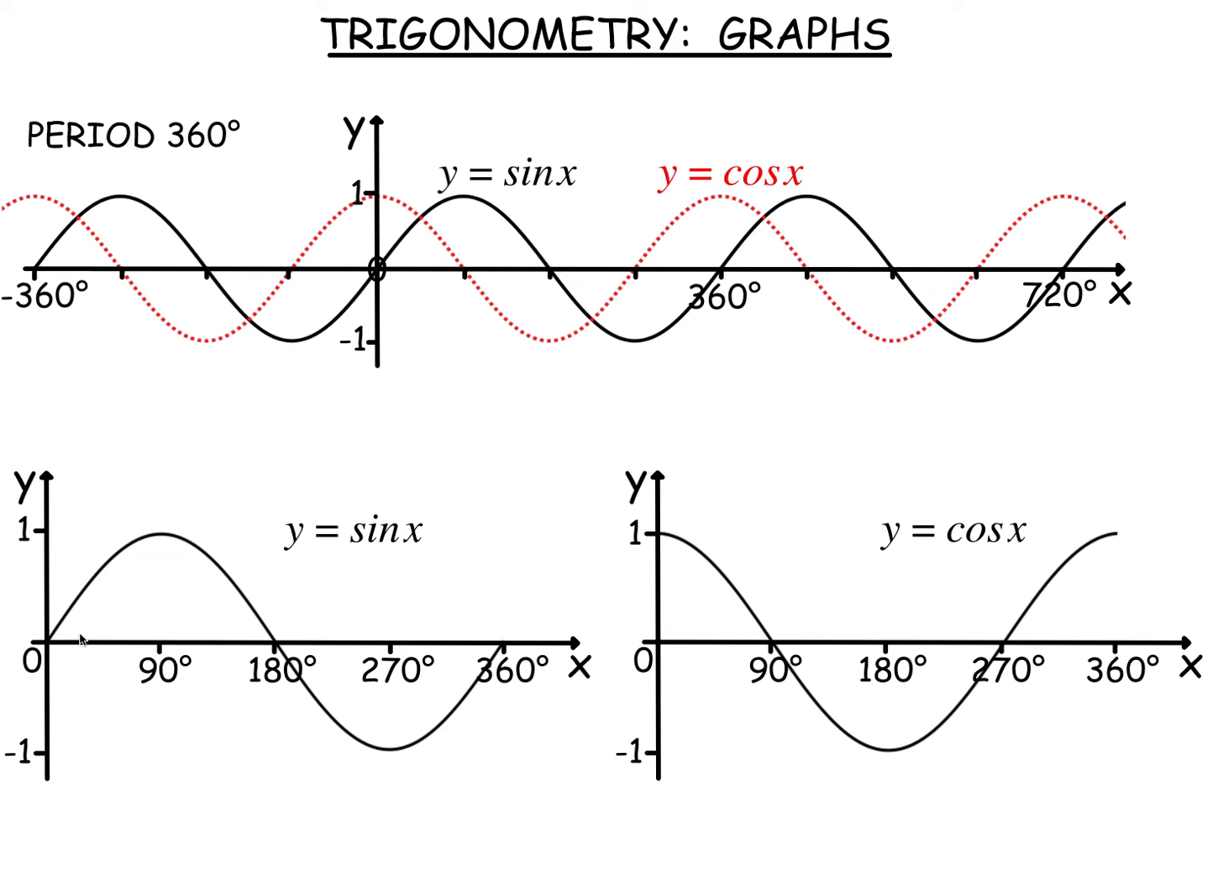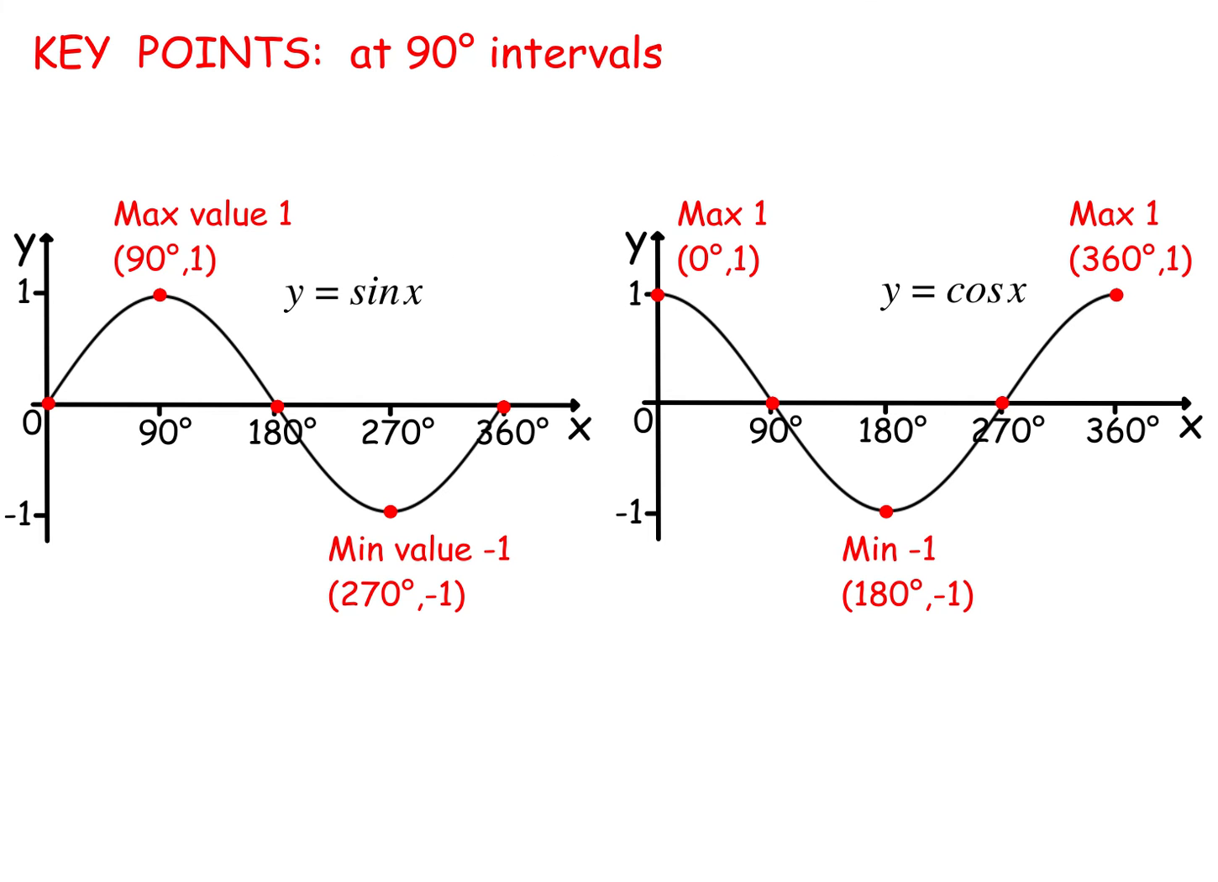You need to know the graphs over the interval 0 to 360 degrees, one cycle. You need to have 4 intervals of 90 degrees each and memorise key parts of the curves. Here they are.